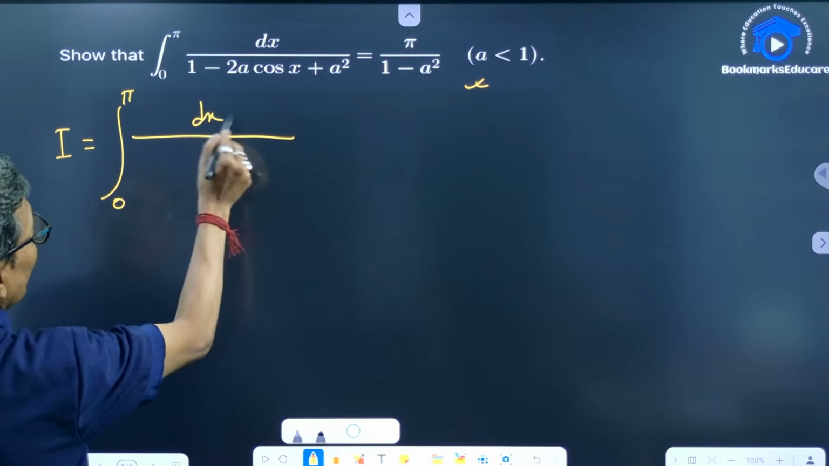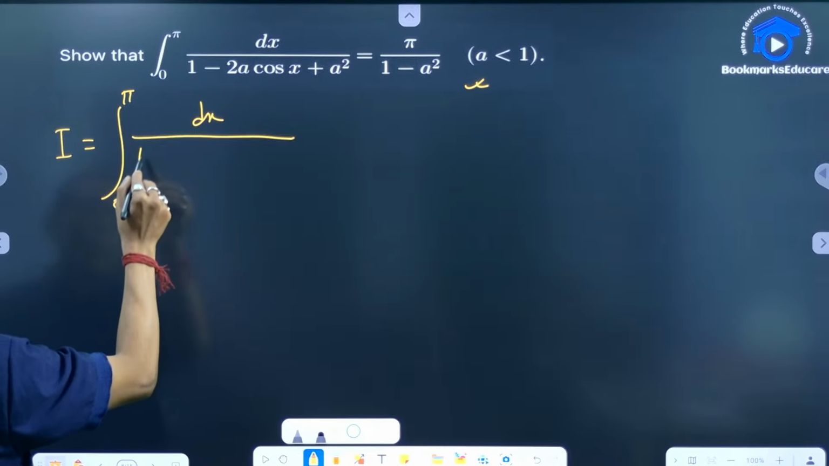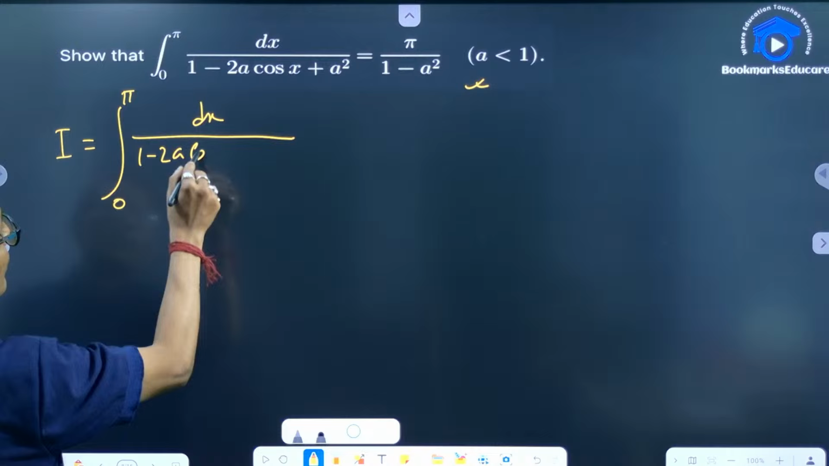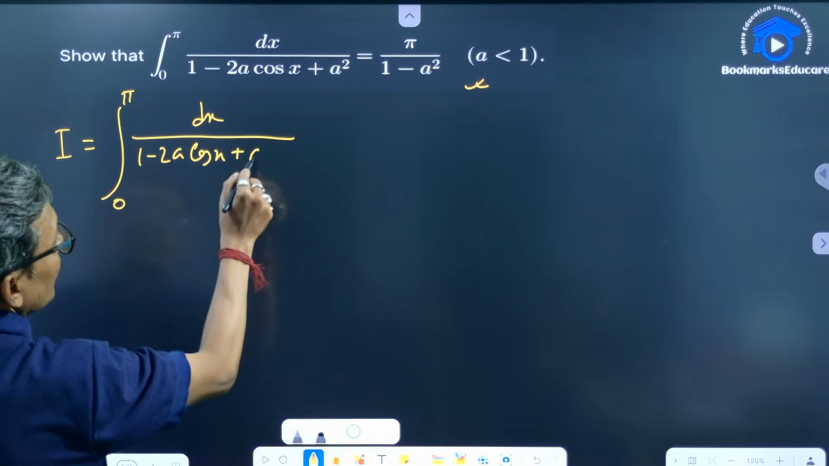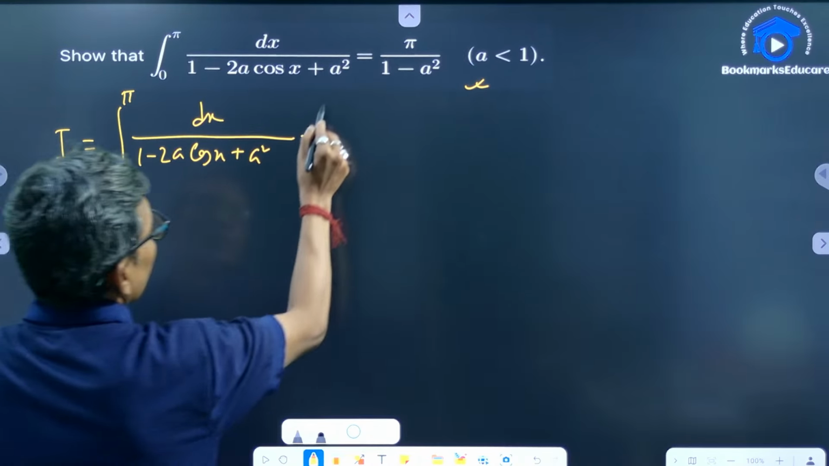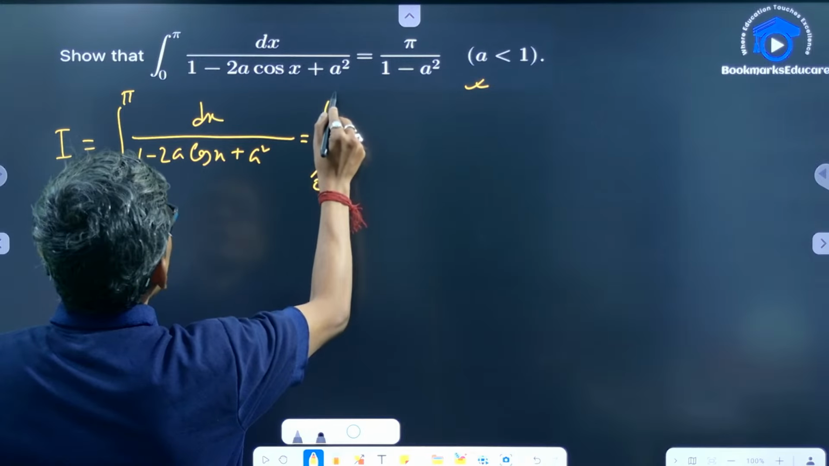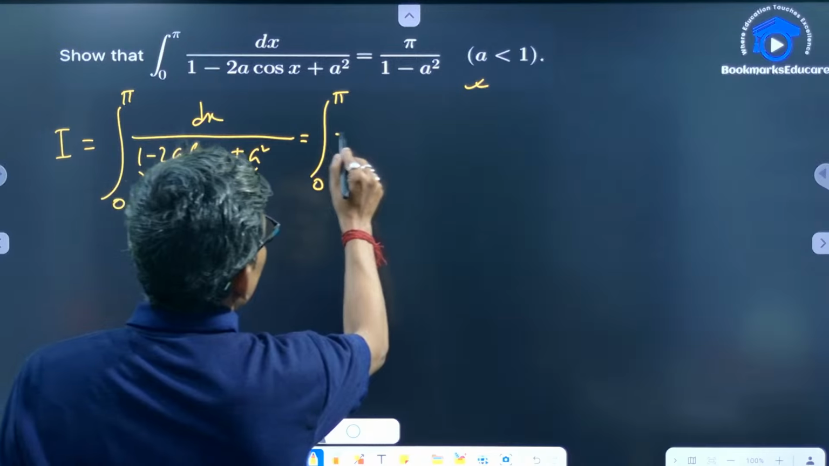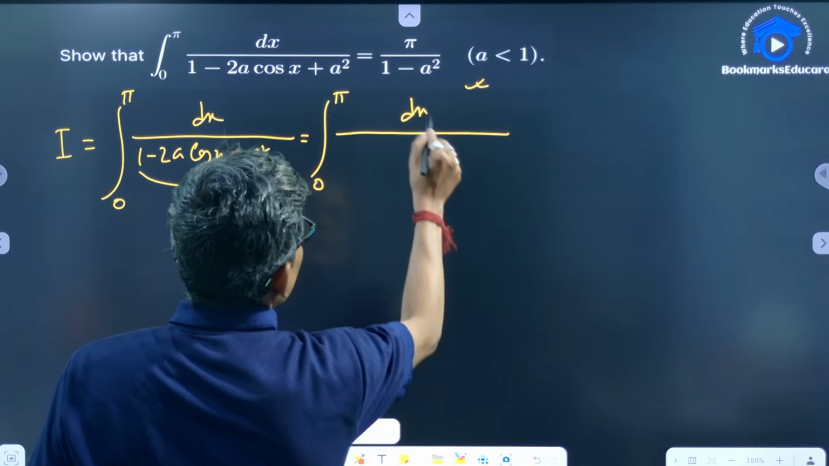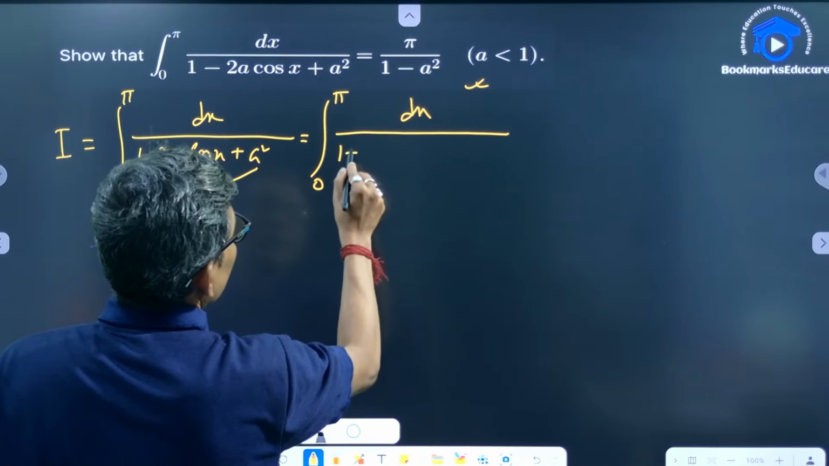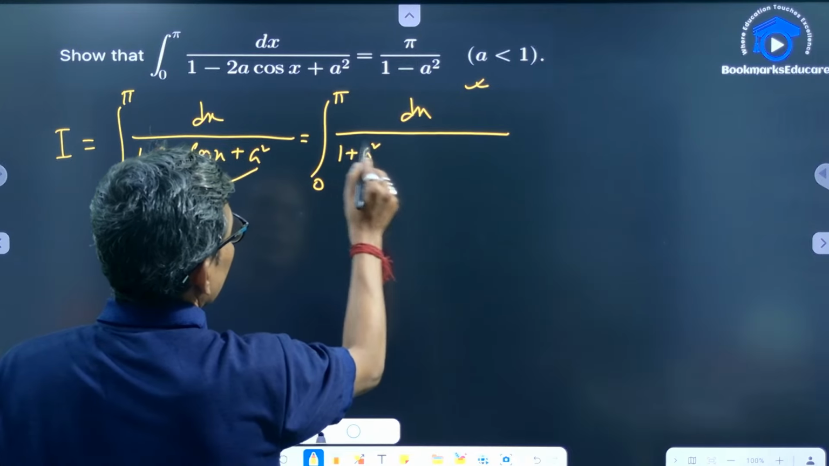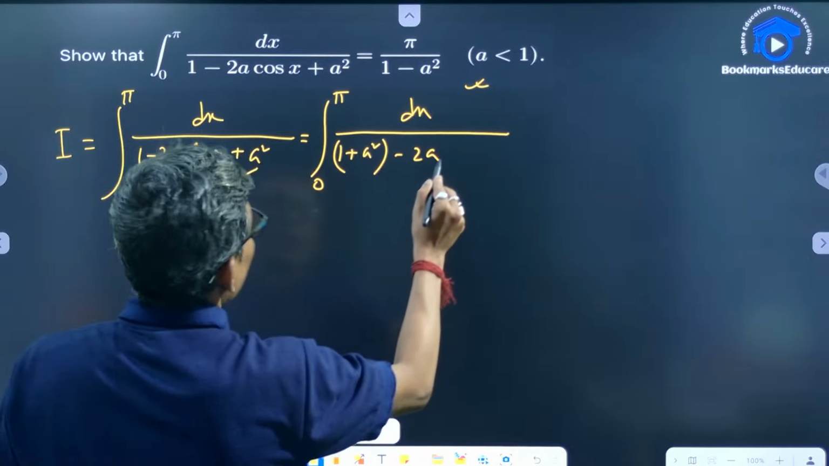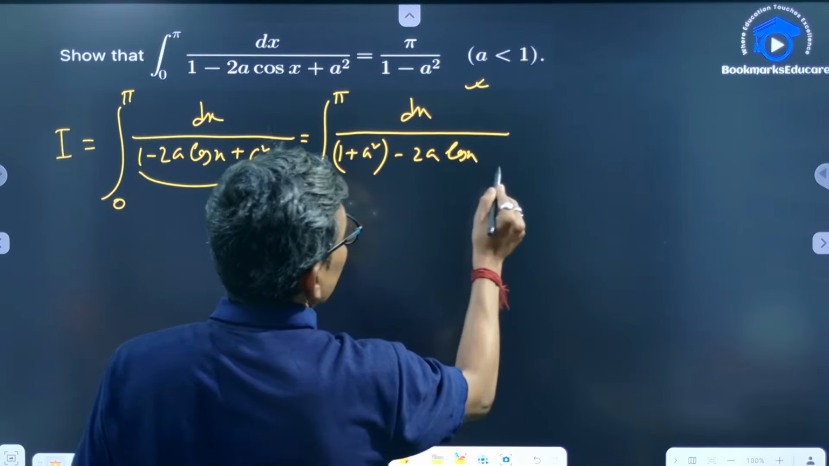First of all, I copy the sum, that is this. So now, taking 1 and a square together, integral of dx by 1 plus a square minus 2a cos x.